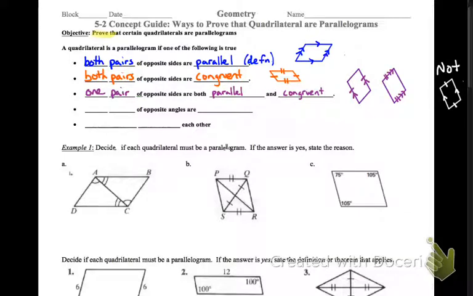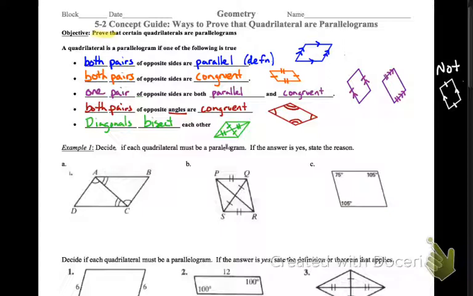Fourth reason: if both pairs of opposite angles are congruent, then you indeed have a parallelogram. And finally, the fifth one: if the diagonals bisect each other in a quadrilateral, then it has to be a parallelogram. So these are most of the properties that we talked about. The one that's missing is the one about consecutive angles being supplementary. That does not tell us anything about it being a parallelogram.